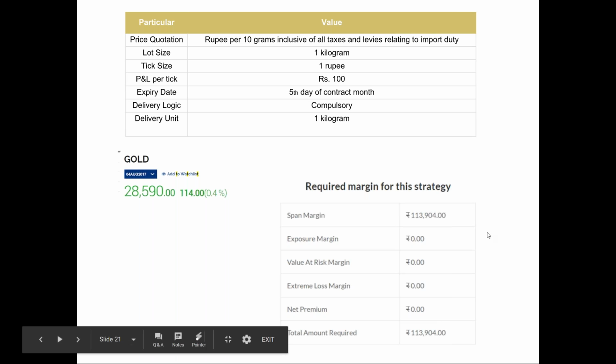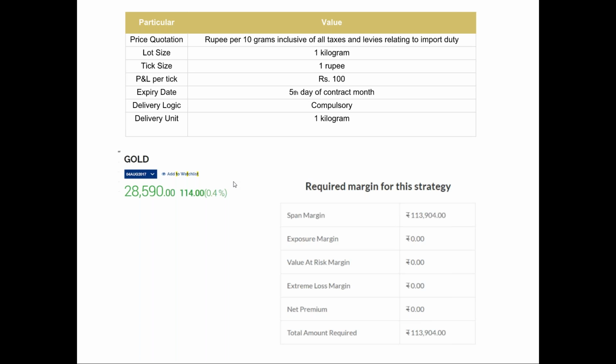Okay. Now let's look at the margin. If you look at the price here, 28,590, right? If I want to buy one lot, it's going to be 100 into 28,590, right? So that's around 28.5 lakhs. That's the actual amount required for one lot in terms of the physical turnover done. The turnover done is going to be 28,590 into 100.